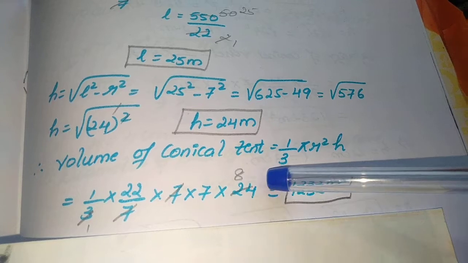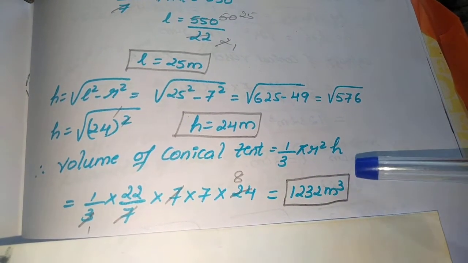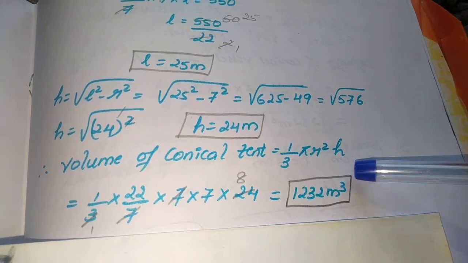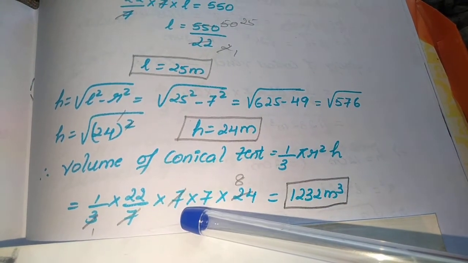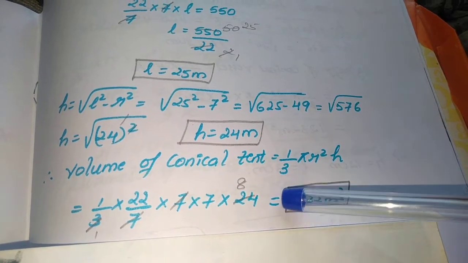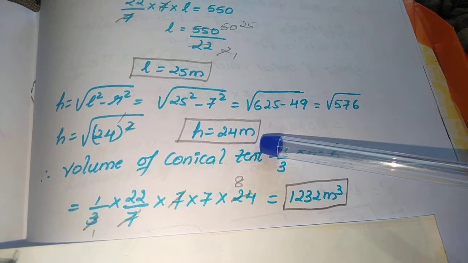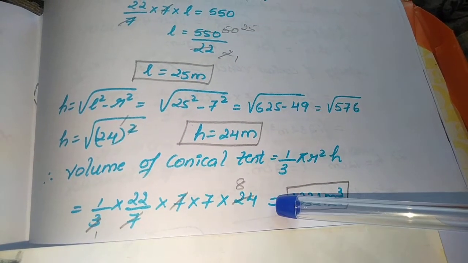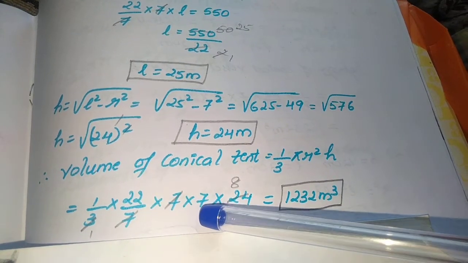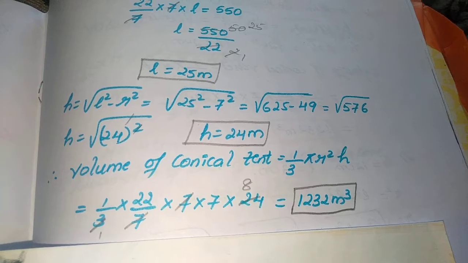Volume of the conical tent formula I know, 1 by 3 pi r square h. Now I will substitute all the values here. What I got? 1 by 3 as it is, 22 by 7 as it is, 7 is the radius, okay, they have given in the question, into 24, what I got as height now, that I will substitute, 7 gets cancelled, 3 ones are 3, 8s are 24, 22 into 7 into 8 becomes 1232 meter cube.